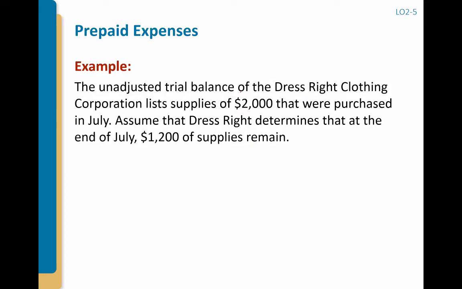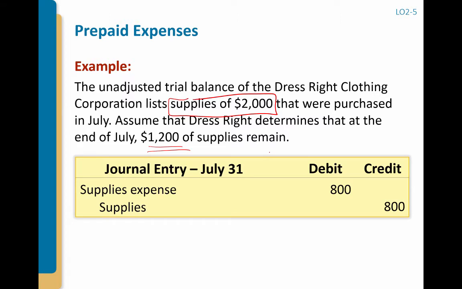So in our example here, we have a trial balance and we have supplies of $2,000 that we purchased, and now we determine that at the end of July there's only $1,200 of the supplies that remain. Therefore, you are recording $800 of supplies expense and you are crediting $800 to the supply account.